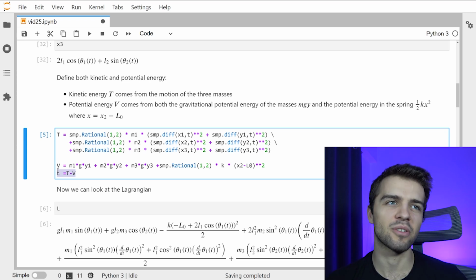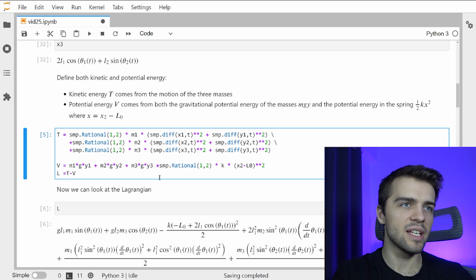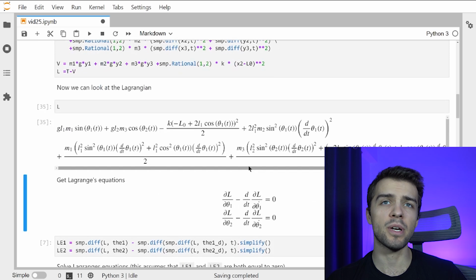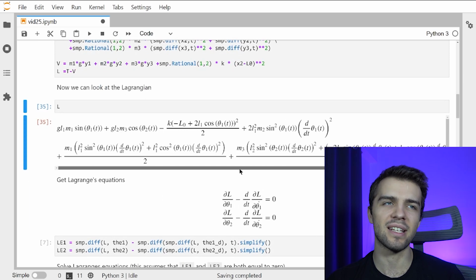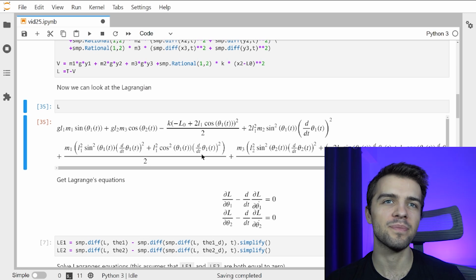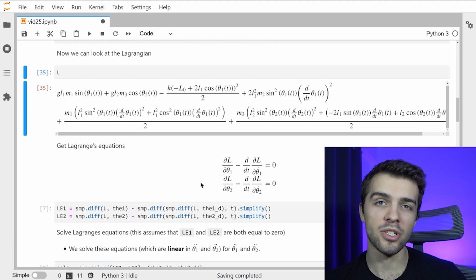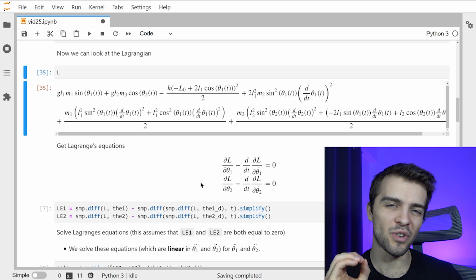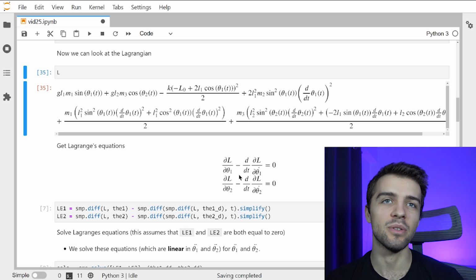This is classical Lagrangian mechanics. And so I can define these and actually look at the Lagrangian. And it's pretty long. It's not an easy Lagrangian, and to do this by hand would certainly be time consuming. So here's my Lagrangian. And now that we have the Lagrangian, we simply compute Lagrange's equations for each free variable. And that's what I do here.